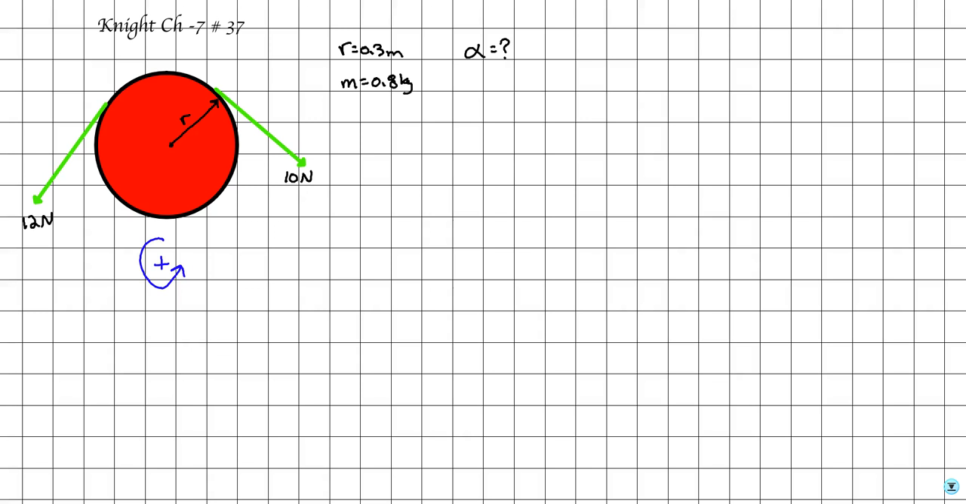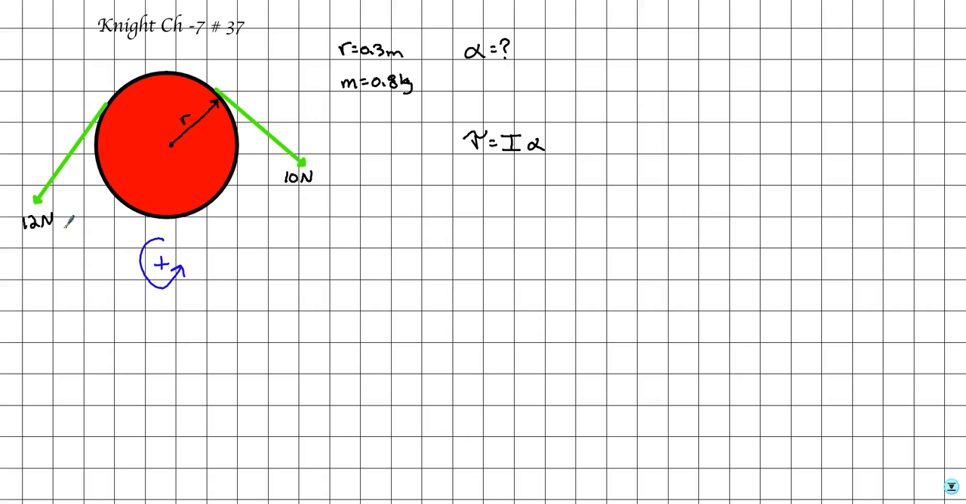All right, so this is a torque problem, so we're going to go with Newton's second law, the rotational kind, which says that the net torque is going to be equal to I alpha. So we're going to have to find out what is the net torque between the 10 and the 12 Newton forces.